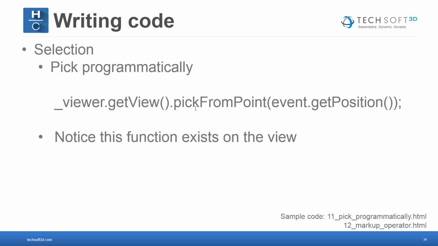And picking programmatically will create potentially multiple selection objects if you pick on a node, for the things that are under it. But if you pick from a point, you always only get one, the most specific.